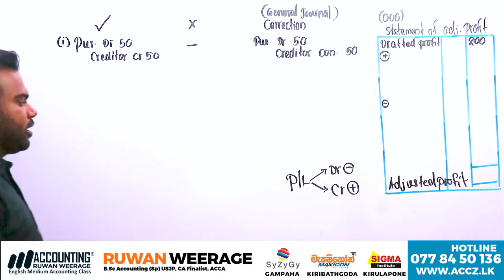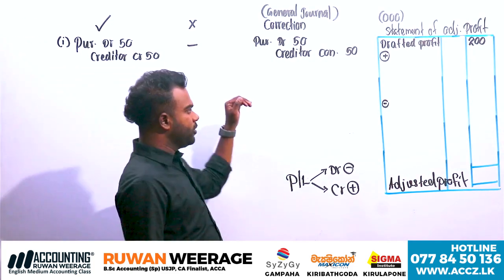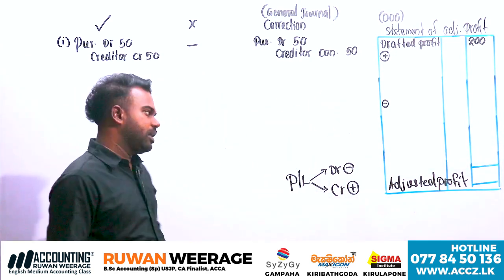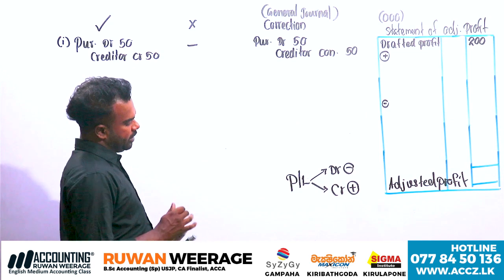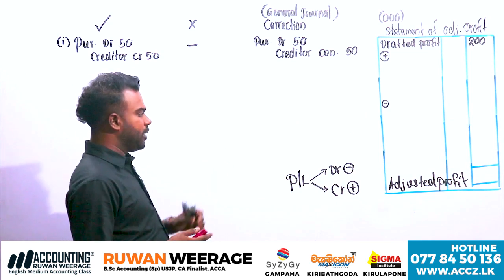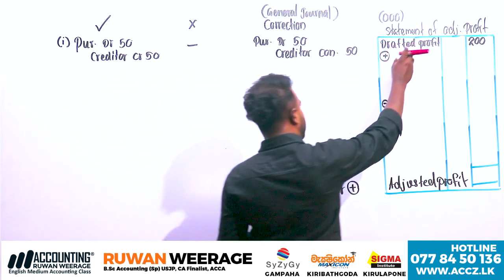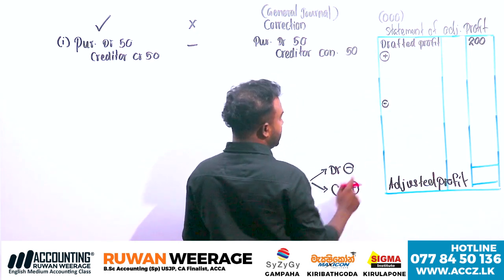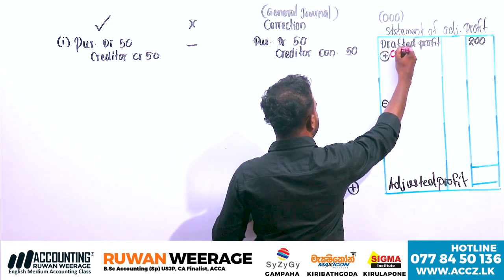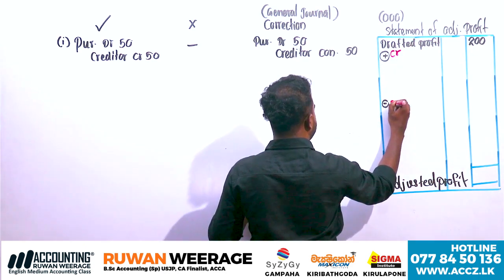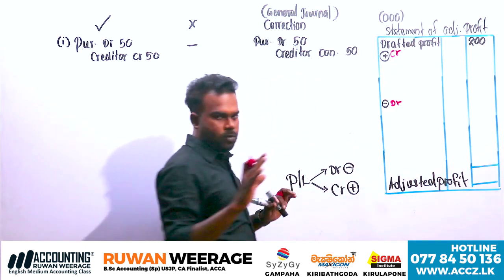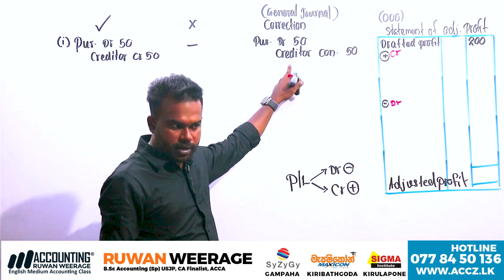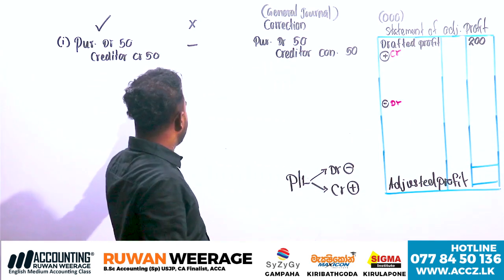Now, don't move to the second one. Directly adjust the profit, so then it's very easy. Look here: the drafted profit means the incorrect profit. We are going to adjust it. Here, plus and minus. Plus means credit. Please put credit in red color. Minus means debit. Did you understand this one? Yes, not recorded, now recorded.